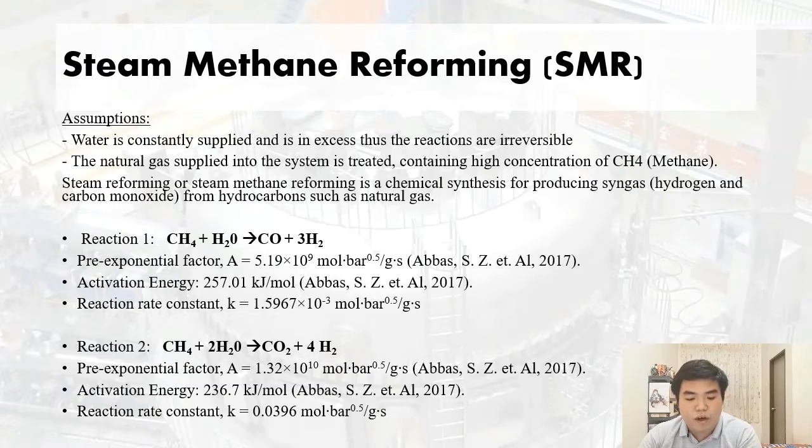Steam reforming, or steam methane reforming (SMR), is a chemical synthesis for producing syngas such as hydrogen and carbon monoxide from hydrocarbons such as natural gas. As we mentioned above, there are two reactions in an SMR reactor, and reaction 1 with the products carbon monoxide and hydrogen is the main reaction, while reaction 2 is the sub-reaction. We obtain the pre-exponential factor value and activation energy from lab study, and the reaction rate constant k is calculated using the Arrhenius equation.